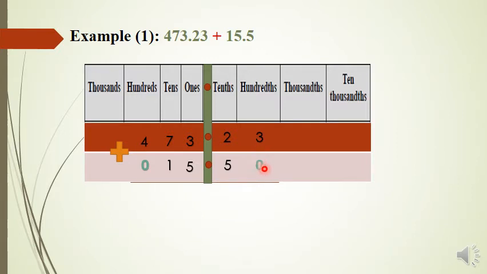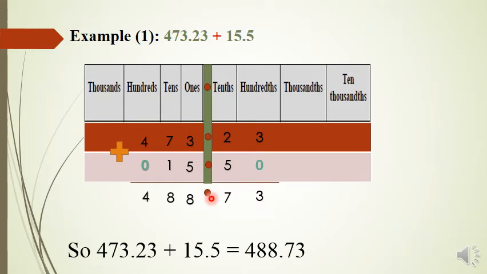To add them, we start from right to left, starting with the first two digits to the right. 3 plus 0, it's 3. 5 plus 2, it's 7. 3 plus 5, it's 8. 7 plus 1, it's 8. And 4 plus 0, it's 4. Are we done? No, don't forget to write down the decimal point. We drop it down, so we put it under the other decimal points.